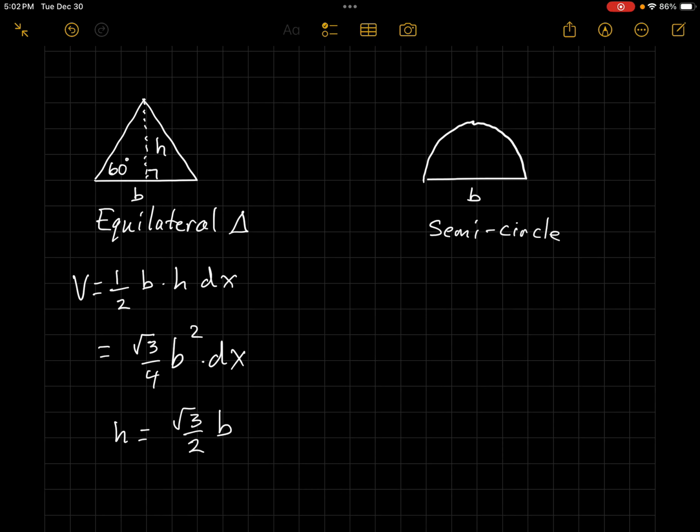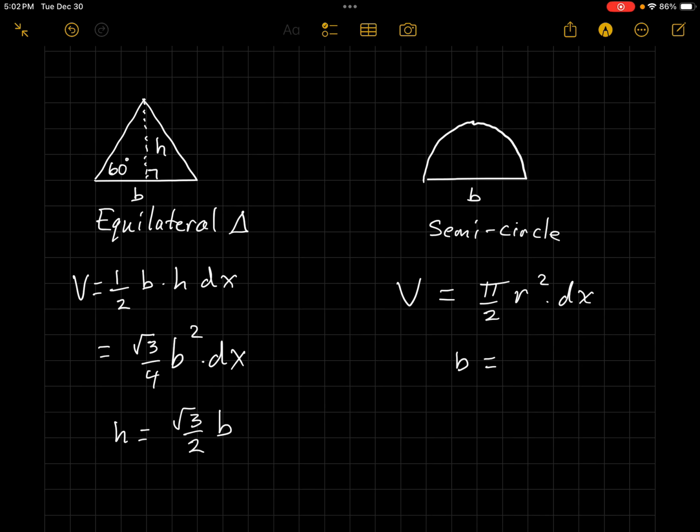Now let's look at the semicircle. One of the most common mistakes I see students make is that they say, well, the area of a semicircle is 1/2 pi r squared. Which is true, but we want the volume in terms of the base.